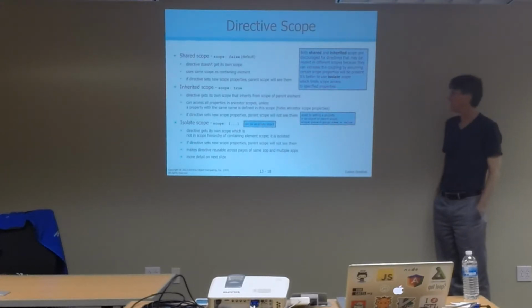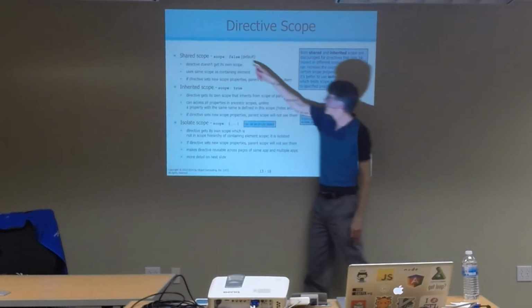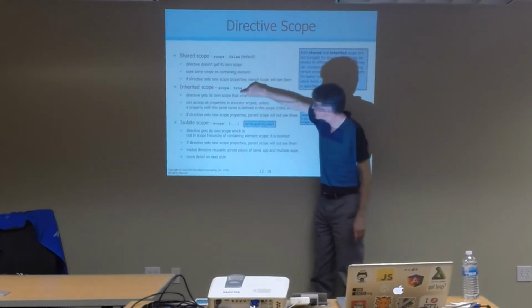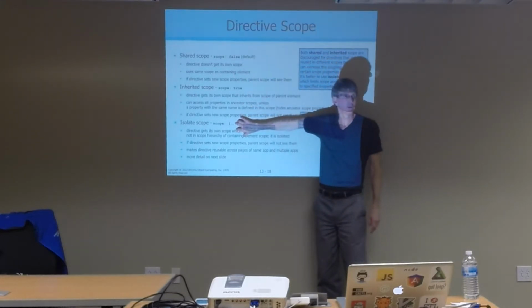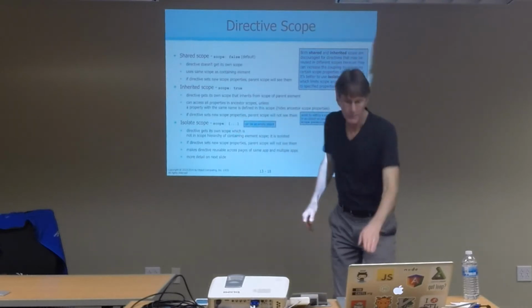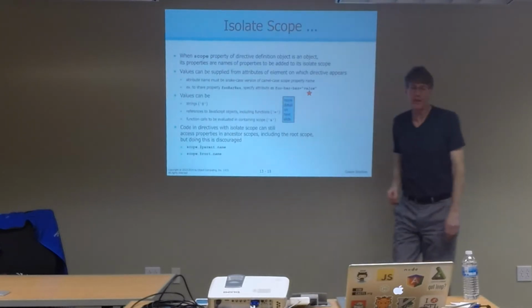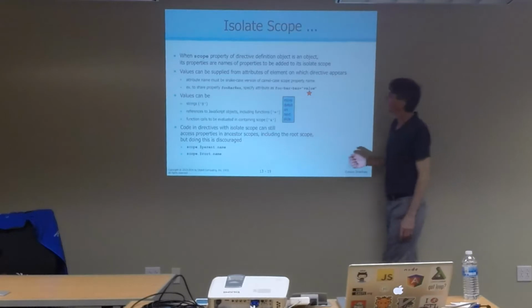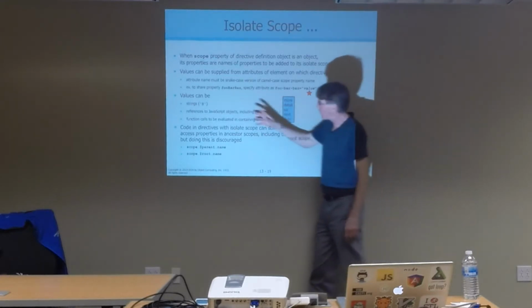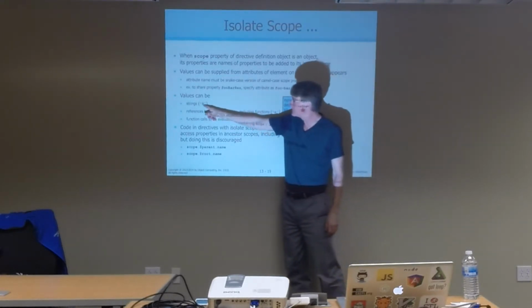Okay, thanks. So 3 different values you can assign. We've got false, which is the default, true, and then give it a literal object, which means I want an isolated scope. So if I do that and say that I want an isolated scope, then I can say how values are going to come into it. And I have these 3 choices.